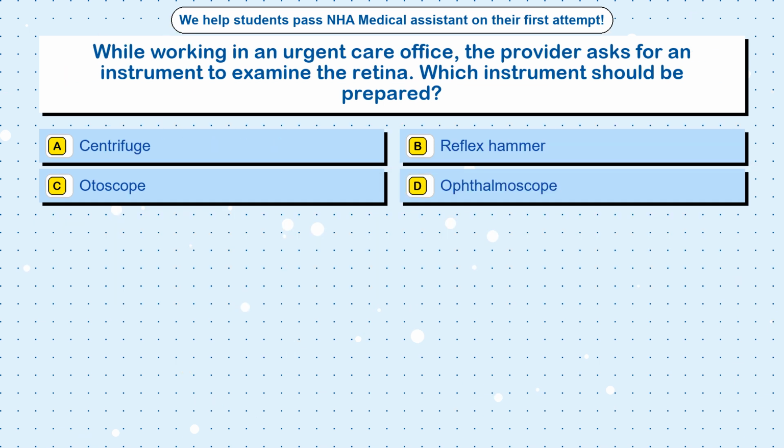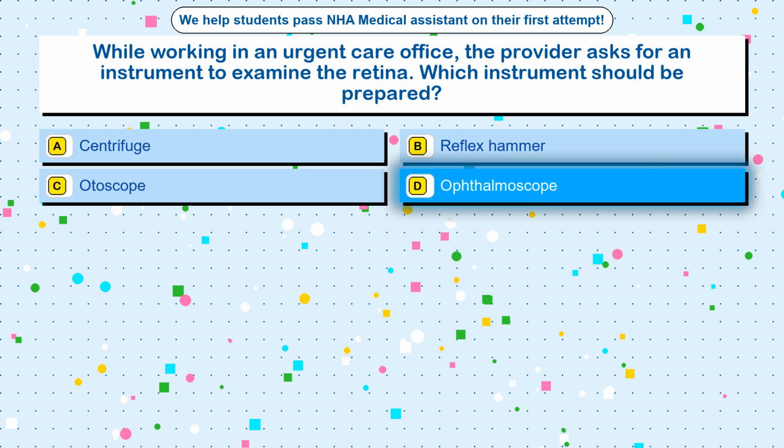Question 79. While working in an urgent care office, the provider asks for an instrument to examine the retina. Which instrument should be prepared? Option A, centrifuge. Option B, reflex hammer. Option C, otoscope. Option D, ophthalmoscope. The correct answer is option D, ophthalmoscope.